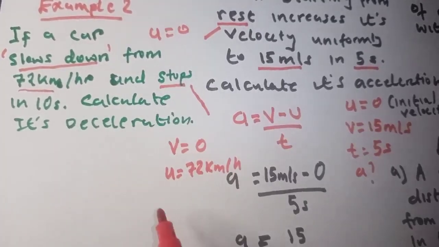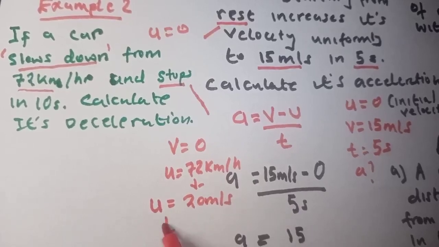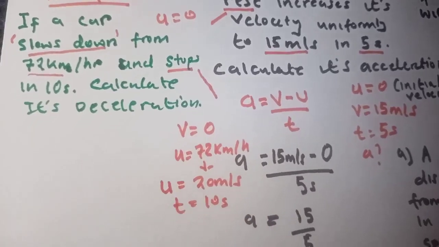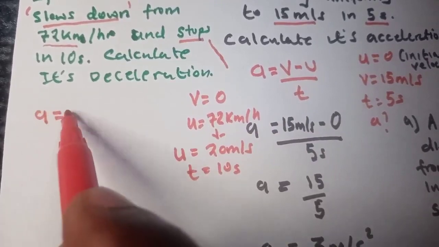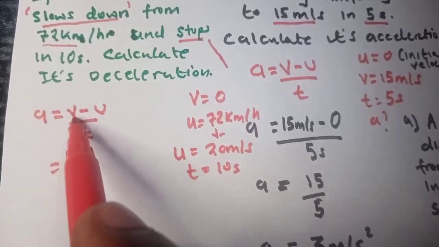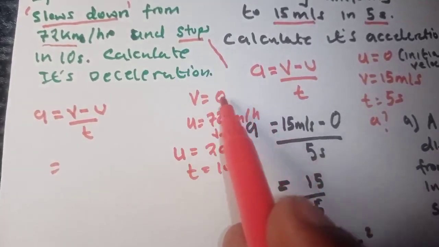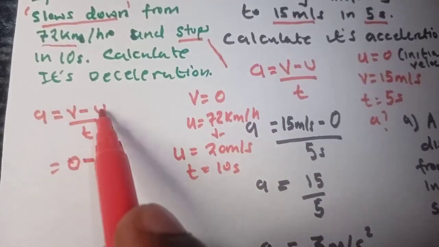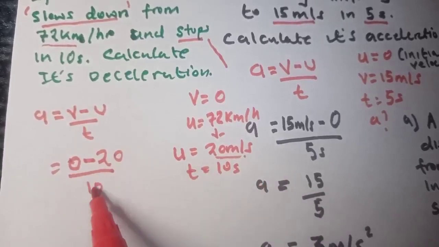In other words, our initial velocity, we've converted it to 20 meters per second. And what is the time? The time we're told is 10 seconds. So this means that acceleration will be equal to final velocity minus initial velocity over t. Remember, when you see that the car stopped, just know that your final velocity is 0. So that is 0 minus our initial velocity, which is 20, over the time, which is 10.